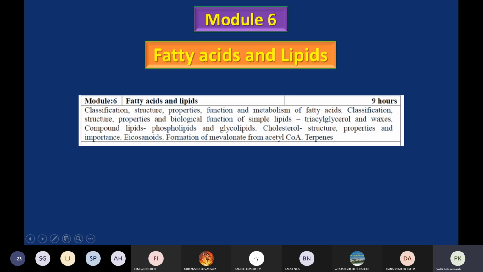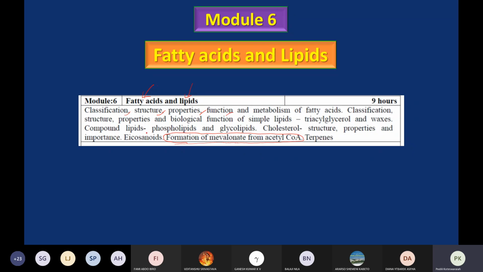the module 6, that is fatty acids and lipids. In this module we'll be studying the classification of fatty acids as well as the classification of lipids. In addition to this, we'll be studying only the formation of mevalonate from acetyl CoA. This comes under metabolism. So in fatty acids, first we'll be discussing the classification of fatty acids, their structure, properties, function, and metabolism of fatty acids.